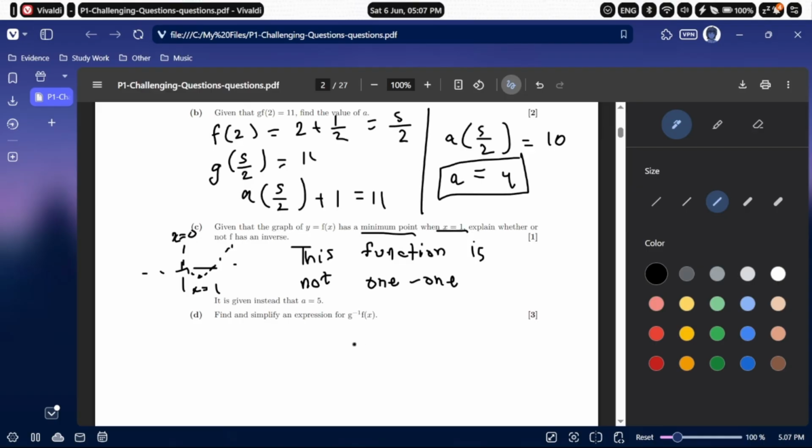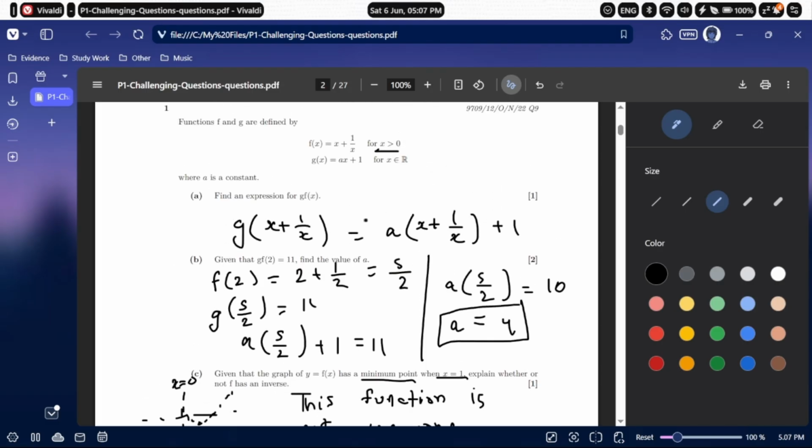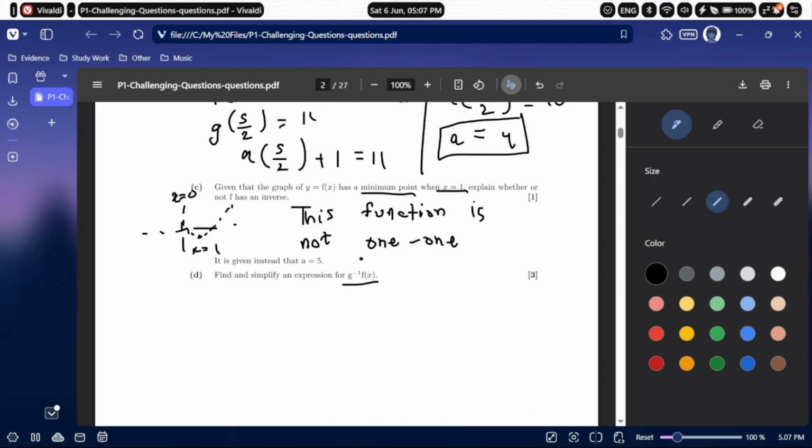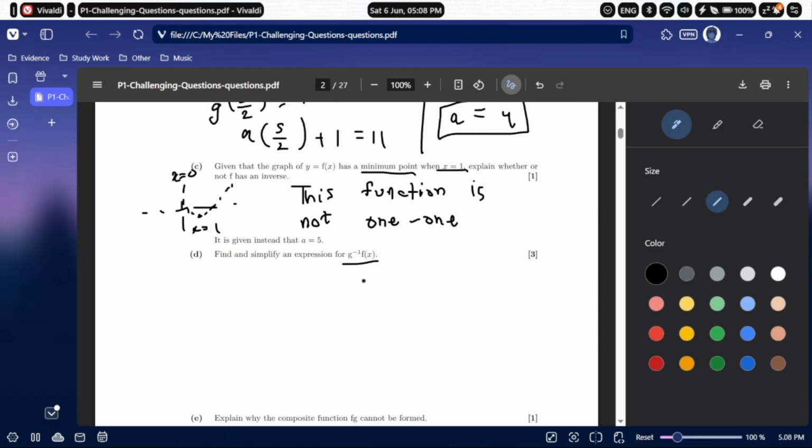Okay. Now moving on. It is given instead that a is 5, and you have to find and simplify an expression for this. So you have to find out g inverse of x separately, and then input f of x into that. So we know that g of x is this, and a is given as 5, right? So just start by noting everything you know. 5x plus 1. So finding the inverse is pretty easy. Again, x is equal to 5y plus 1. X minus 1 over 5 is the inverse function.